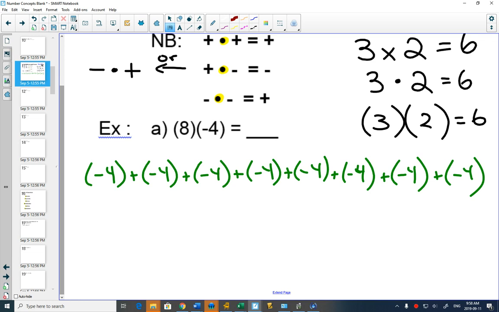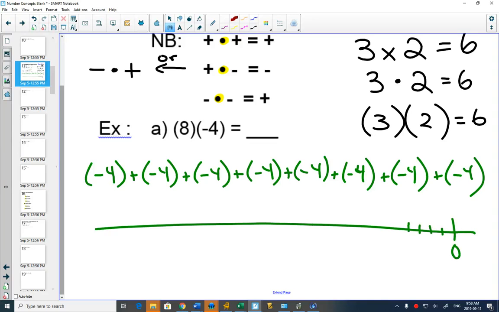If you think of your number line, you're starting here at negative 4. I'm not going to do them all. Then you add a negative, which means you're going to go like subtracting and go back. Then you're going to get to negative 8, then negative 12, then negative 16, then negative 20, then negative 24, then negative 28. And finally, after doing it 8 times, you're going to get to negative 32.